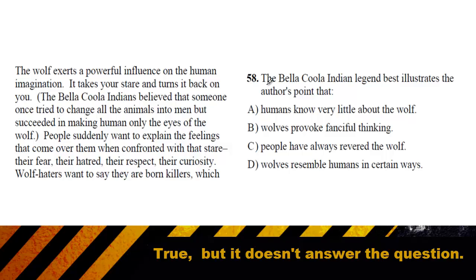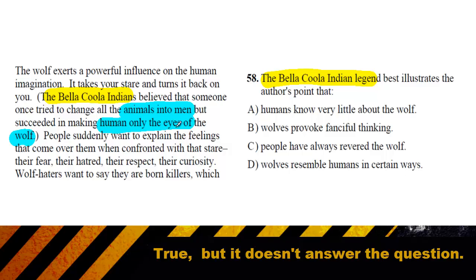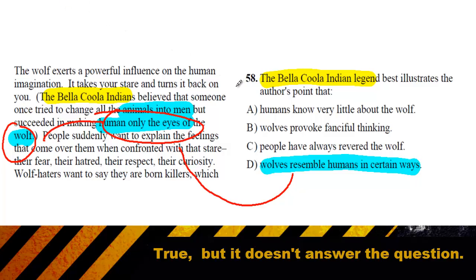The question asks about the Bella Coola Indian legend, and that's mentioned in the third paragraph of the passage. And that legend talks about how wolves and men are similar, and that when someone tried to change the animals into men, they succeeded in making human eyes from the wolf. So when you read answer choice D, the idea that wolves resemble humans in certain ways, that seems to match up exactly with the idea that wolves have human eyes. But you have to go back to the original question. The question is not asking, what is the Bella Coola Indian legend about?